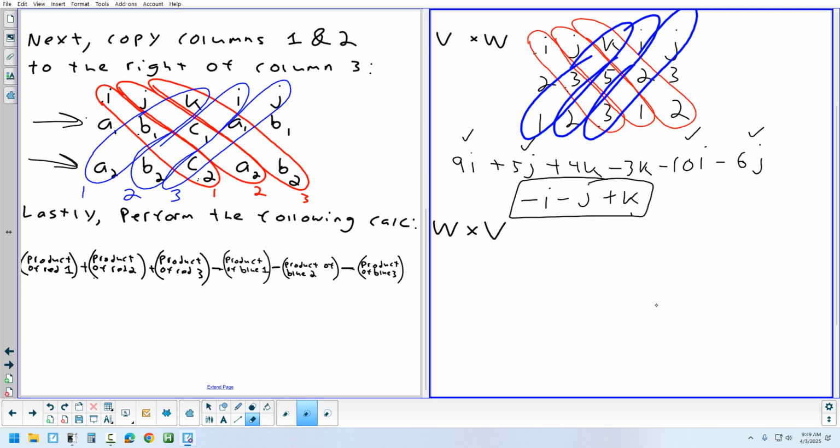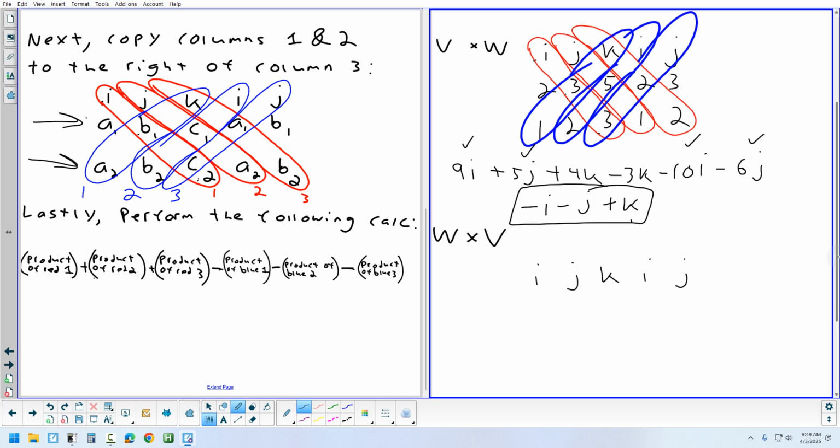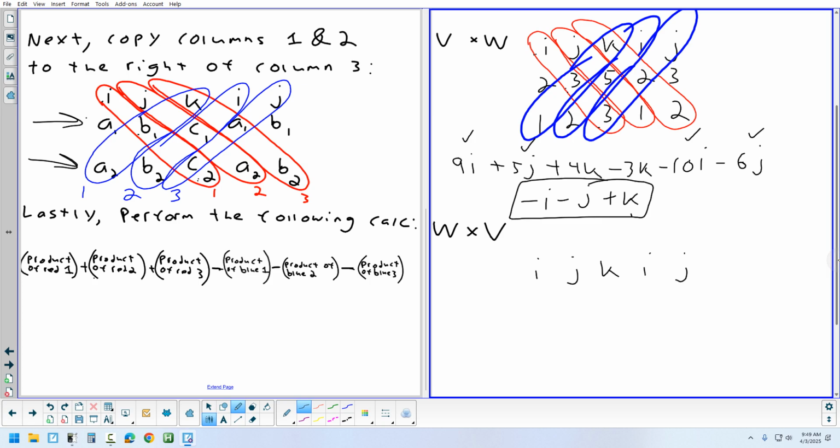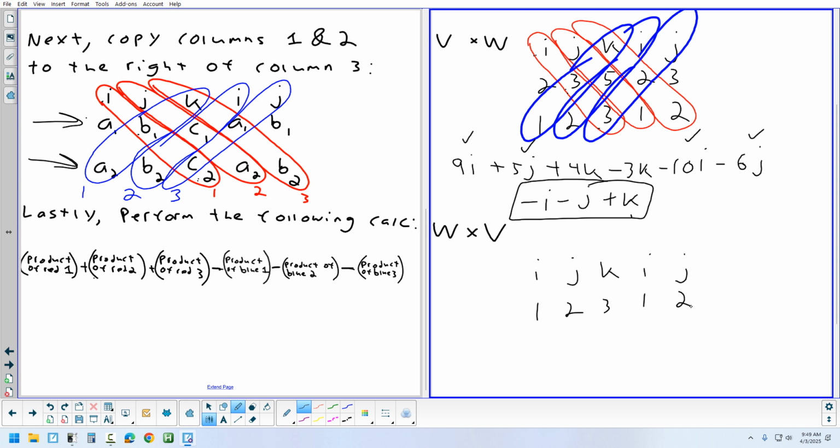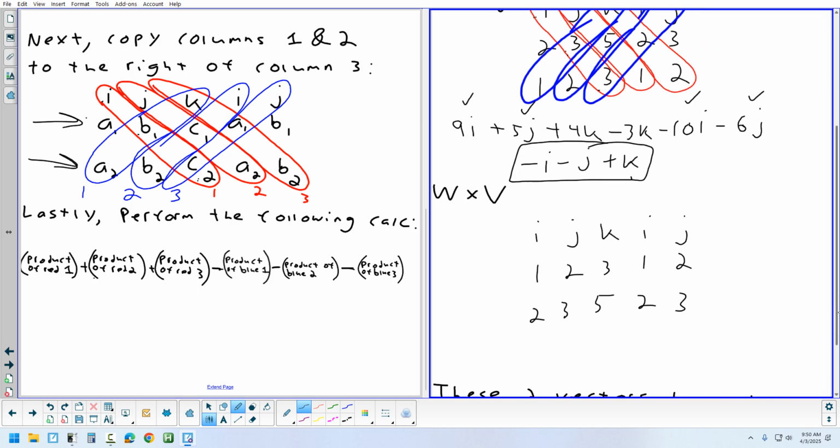Let's do it one more time, except now let's do W cross V. So you're still going to have i, j, k. But what's going to be row 2 this time? Yeah. 1, 2, 3. And the third row? 5, 2, 3. So we are checking to see, will it come out the same? That's what we want to know.